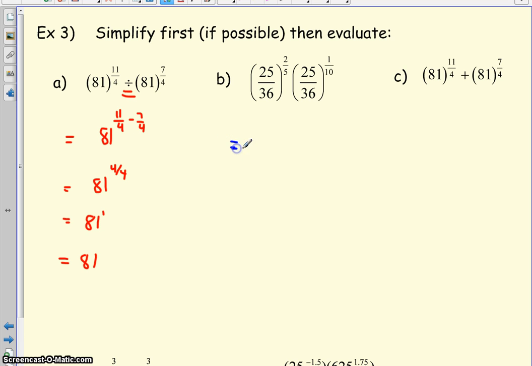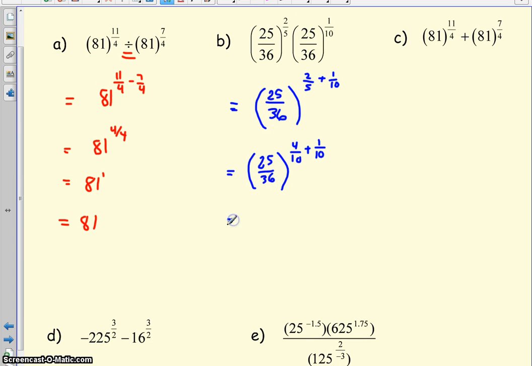So I'm going to add my two exponents together. So this is going to be 25 over 36. I'm going to add my exponents. I'm going to get 2 over 5 plus 1 over 10. Okay, so remember, to add exponents, I find a common denominator. So 2 over 5 is the same thing as 4 over 10. Okay, so that gives me 25 over 36, and the exponent is 5 over 10, which of course reduces down to 1 over 2.